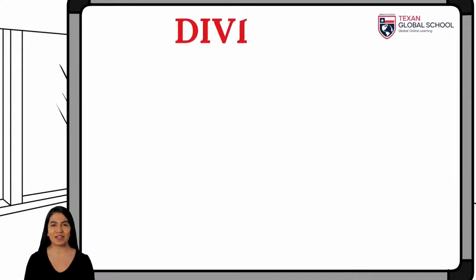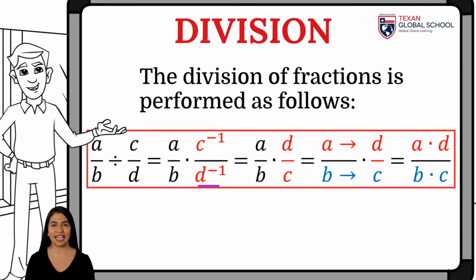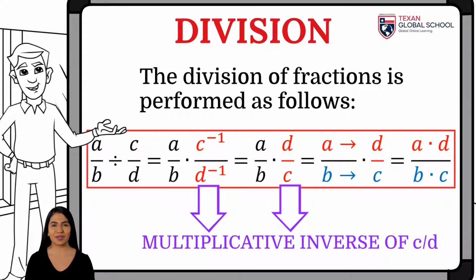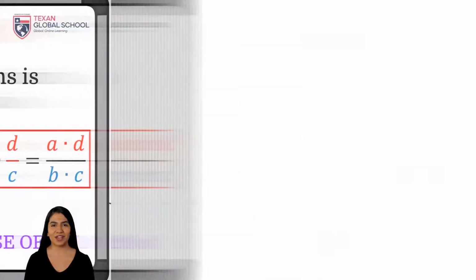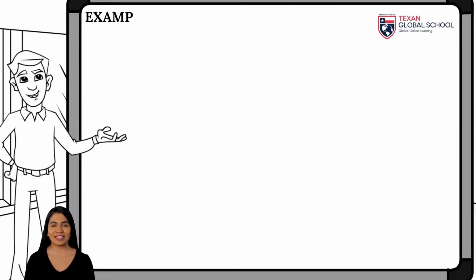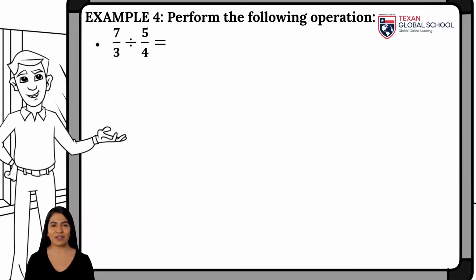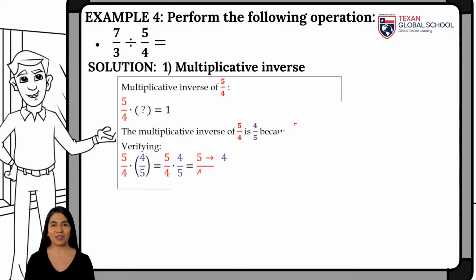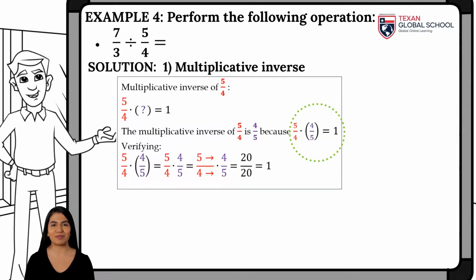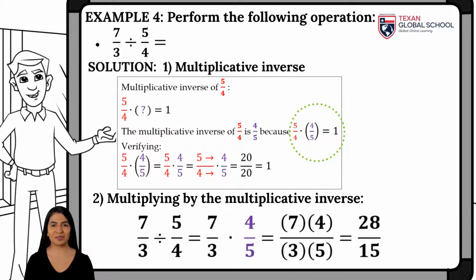On the other hand, the division of fractions is performed by obtaining the multiplicative inverse of the divisor, and then doing direct multiplication, numerator with numerator and denominator with denominator. In this example, we will divide 7/3 by 5/4. We first obtain the multiplicative inverse of 5/4, which is 4/5, since if we multiply 5/4 by 4/5 the result is 1. Once the multiplicative inverse is obtained, we multiply 7/3 by 4/5, resulting in 28/15.